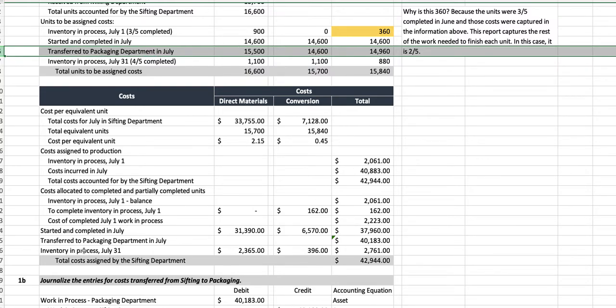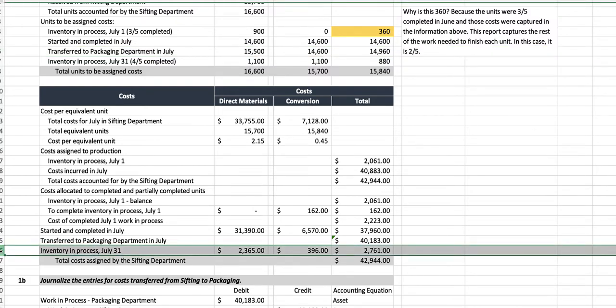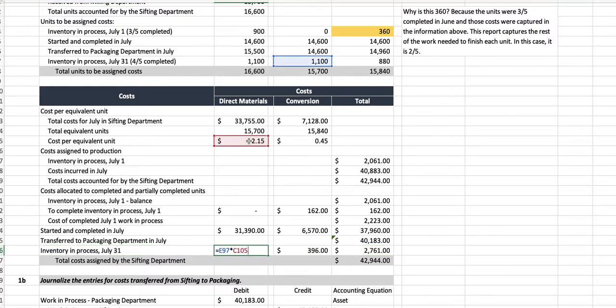All right, last piece. This is the inventory in process as of July 31st. We're going to do the same thing. We're going to pick up the 215, but we're going to pick up the equivalent units of 1,100 for direct materials and 880 for conversion. So again, we're going to sum these two, and it's going to give us a total of $42,944 for the cost to be assigned by the sifting department.